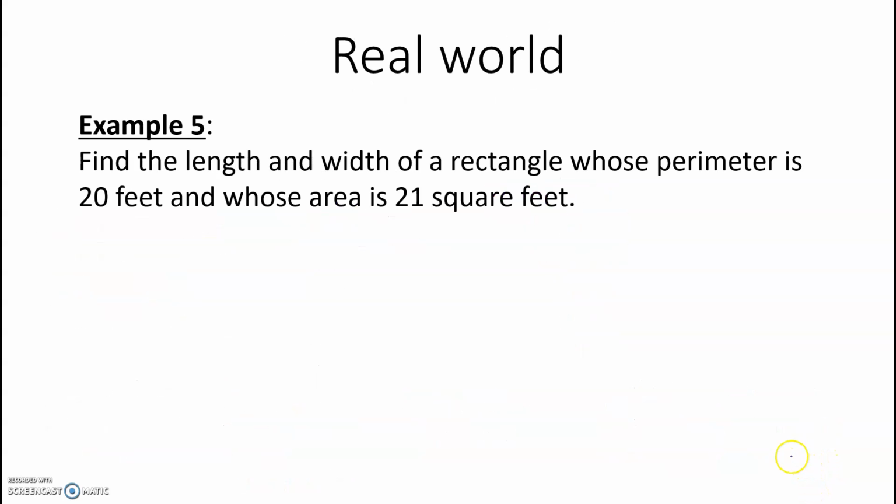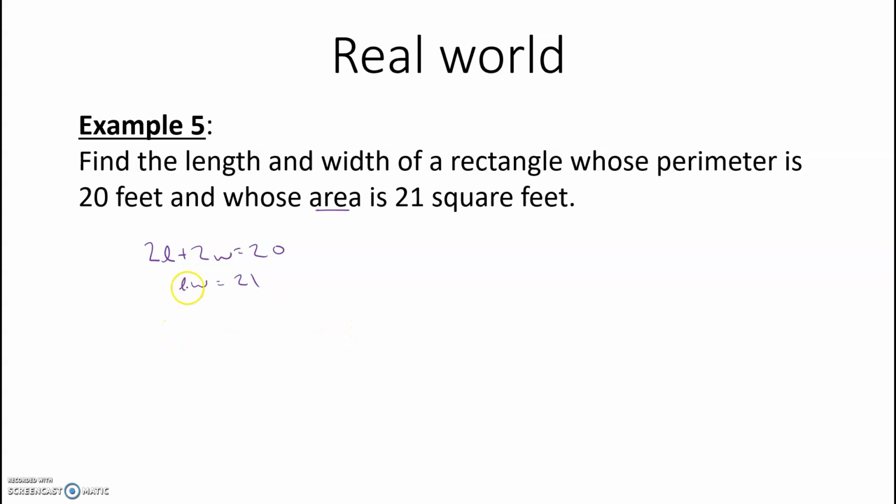All right, last example. So this is putting it in that real world situation. Find the length and width of a rectangle whose perimeter is 20 feet. So think about perimeter. We have 2 lengths plus 2 widths, and that should equal 20. Area, length times width equals 21.